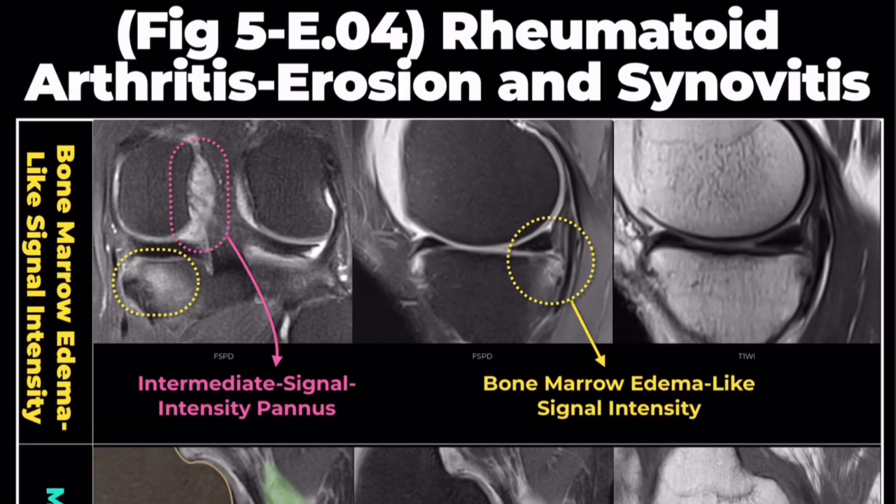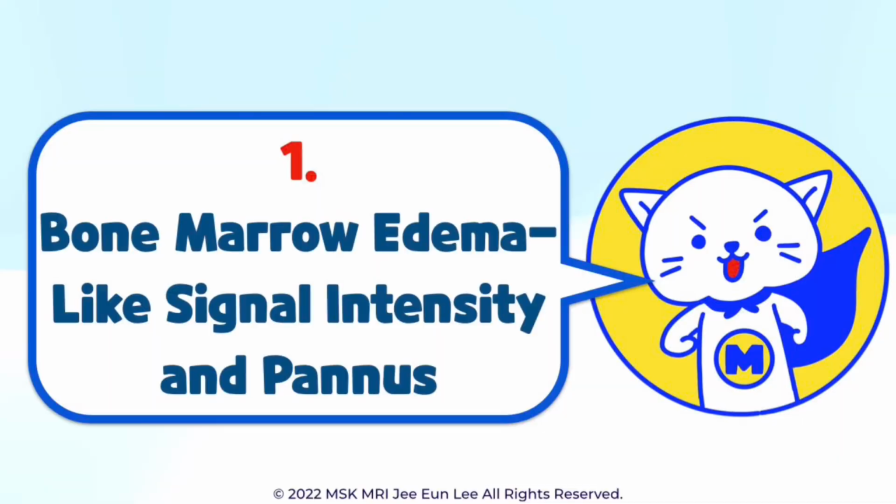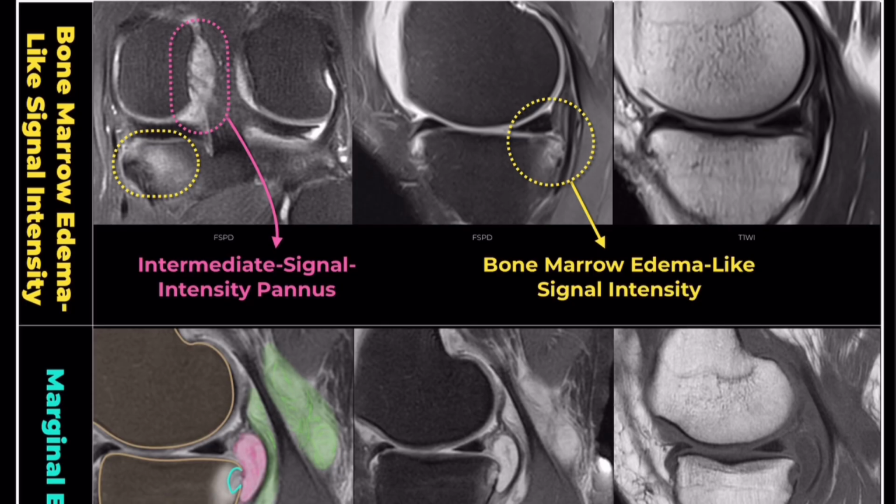Today, we will delve into the characteristic findings of rheumatoid arthritis, focusing on erosion and synovitis as seen through MRI. Firstly, let's discuss the bone marrow edema-like signal intensity. This is often seen in the presence of synovitis, and it appears as a hyperintense signal on T2 weighted images.